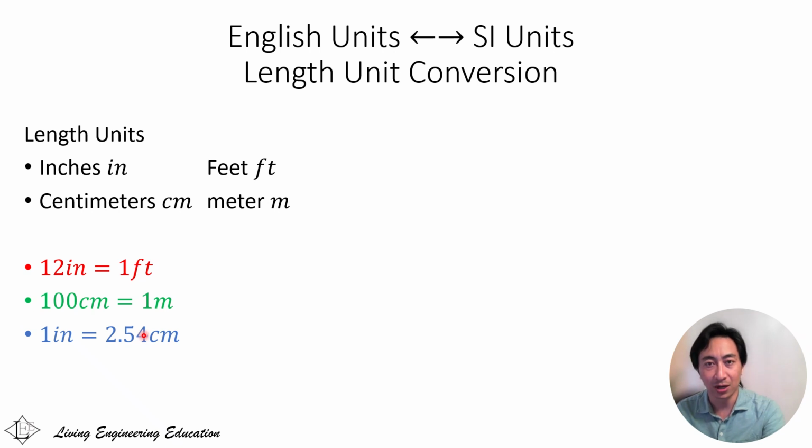So let's take a look at a couple examples. So how do I convert 6 inches into feet? Right? So I know the relationship between inches and feet. So I can multiply by either 12 inches over 1 foot or 1 foot over 12 inches. Because 12 inches over 1 foot is equal to 1. 1 foot over 12 inches is also equal to 1.